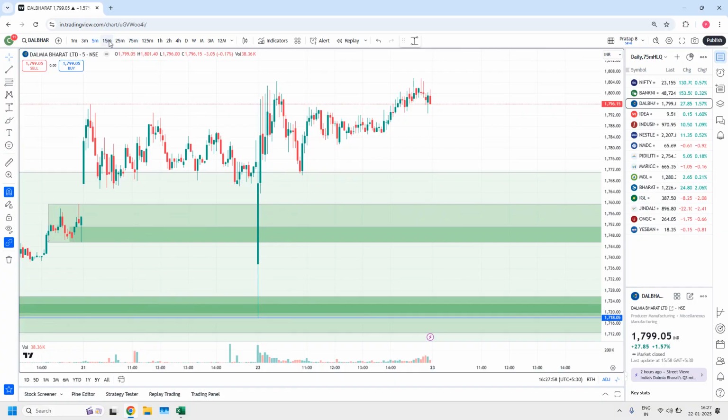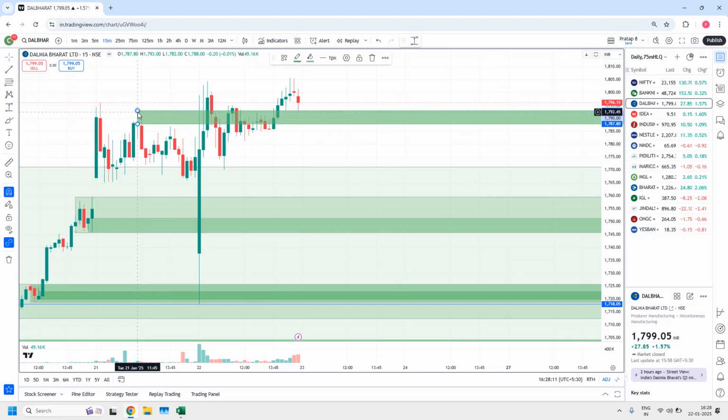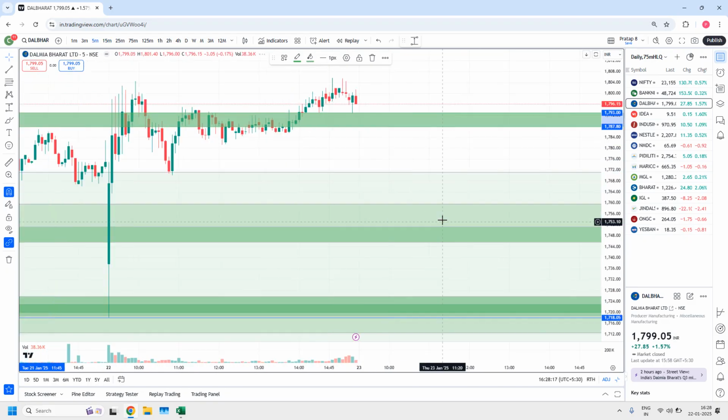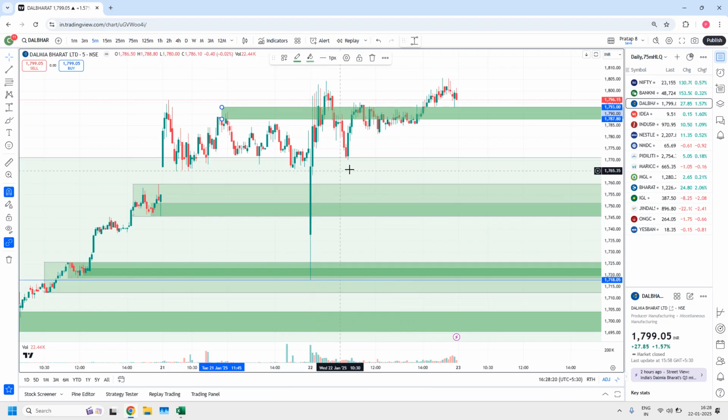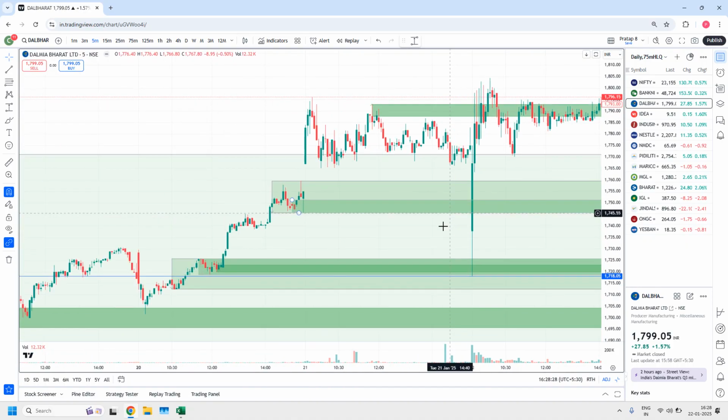Go to the 15 minutes level, you will see how much profit. Maybe somewhere here you have a 15-minute zone, rally base drop, until here you would have got a good profit, right? Go to the 5 minutes time frame. A rally candle, in 10 minutes our trade would have been completed. You would have got a huge profit.